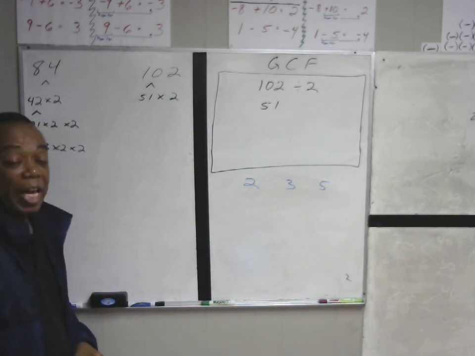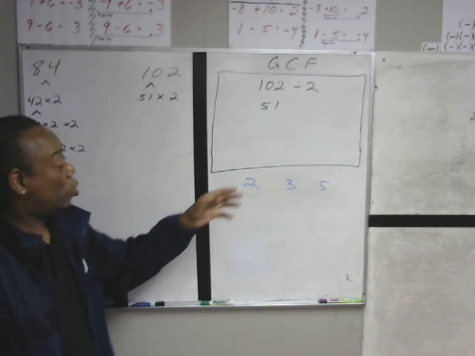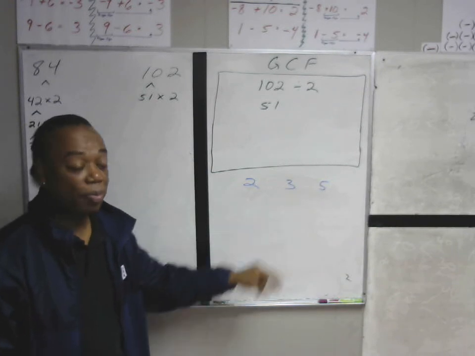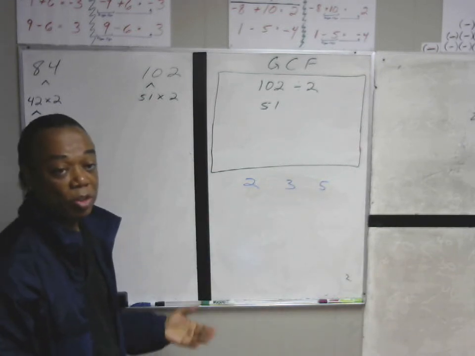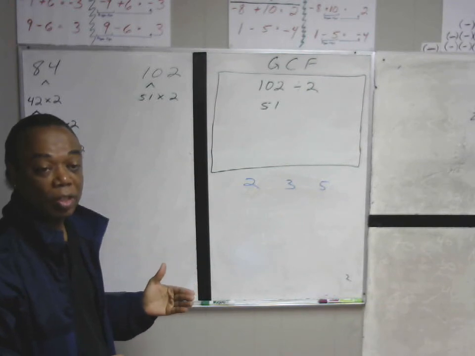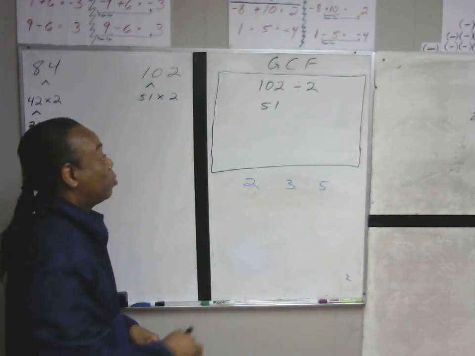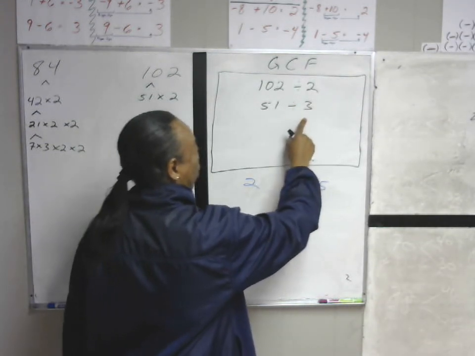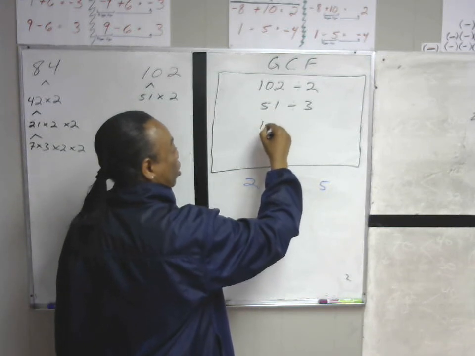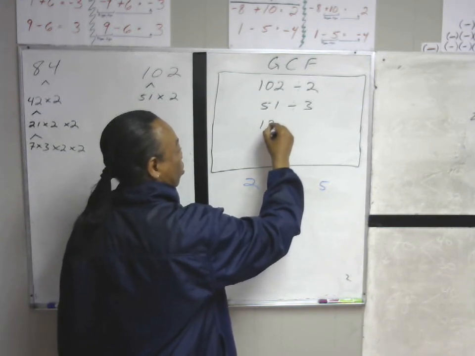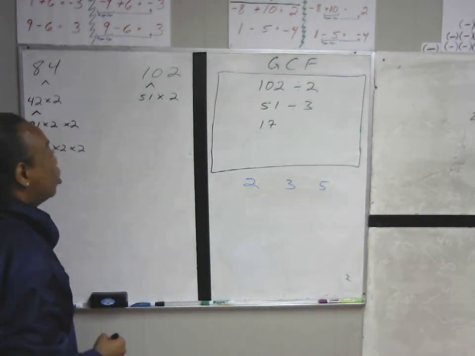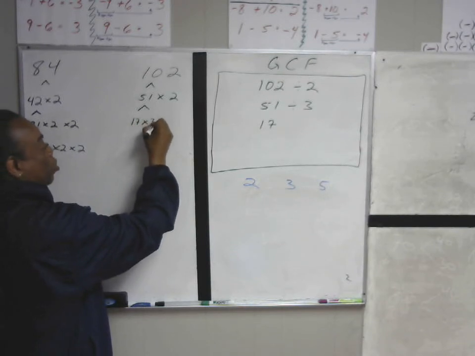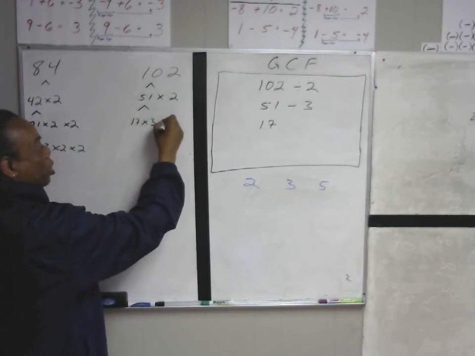Now 51 is not an even number. It doesn't end with 0, 2, 4, 6, or 8. So we can't divide by 2 anymore. So we'll now divide by 3. And I know it can be divided by 3 because if you add 5 plus 1, you get 6, and 6 is in the 3 times tables. So in your calculator, put 51 divided by 3. You're going to get 17. So 51 is 17 times 3, then times 2.